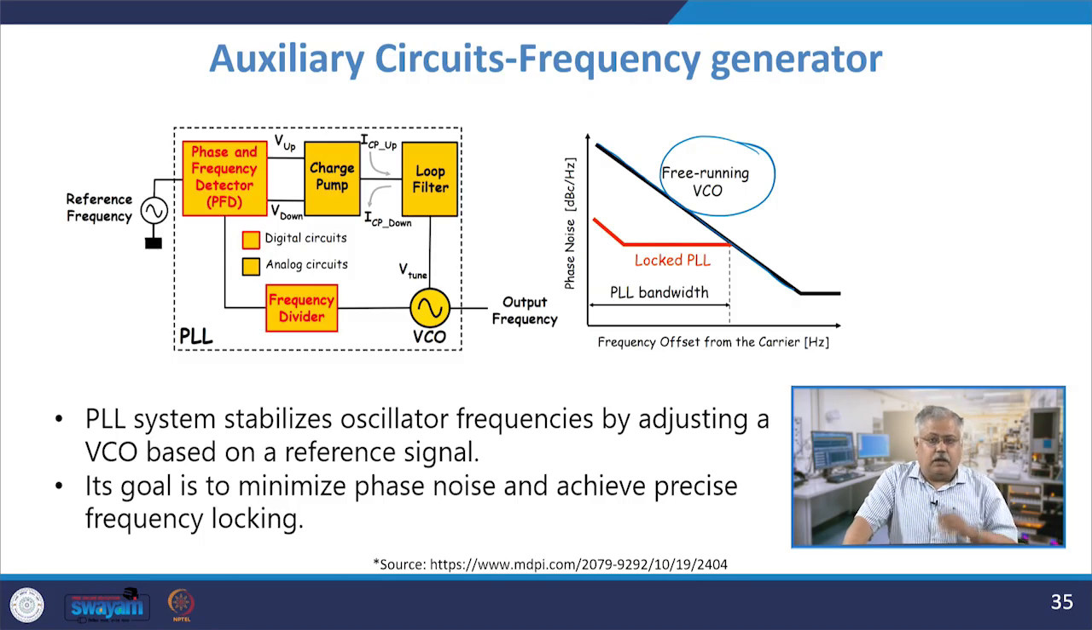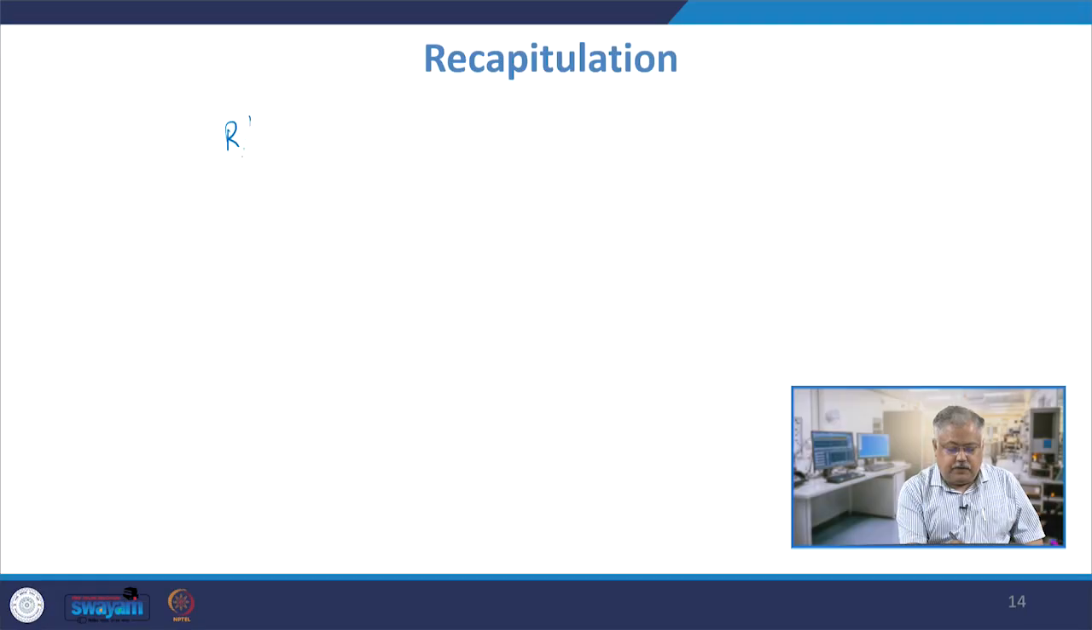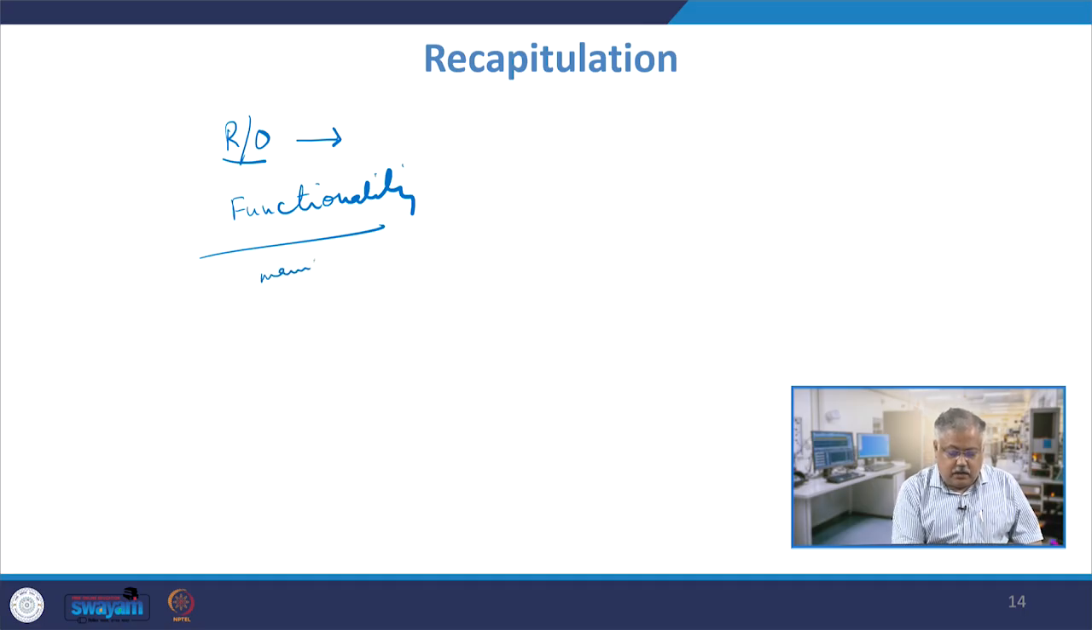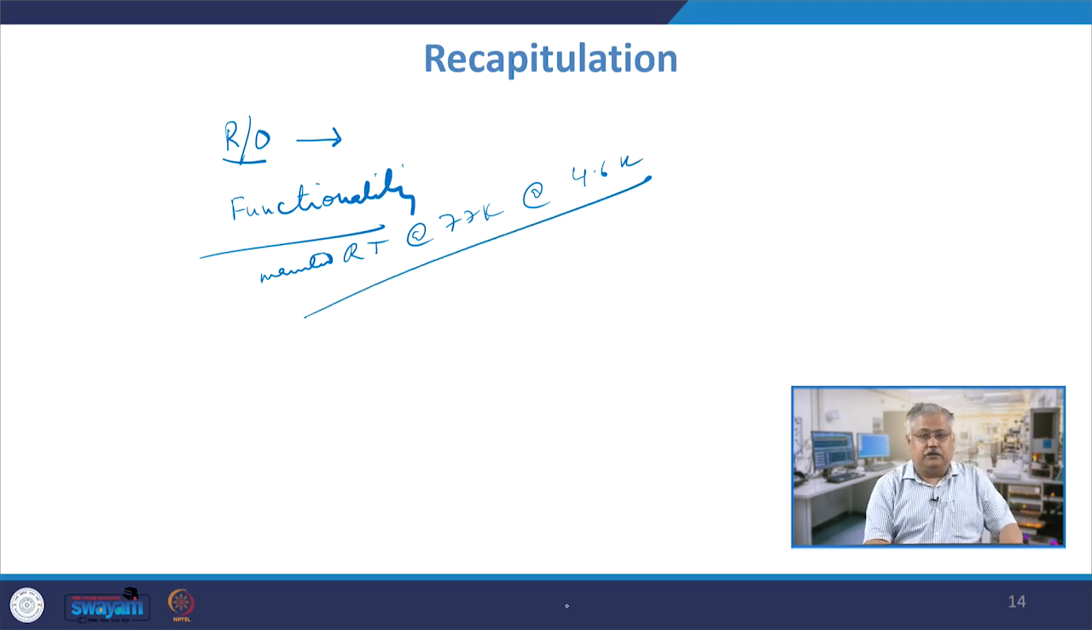So, let me recapitulate what we did till now. We discussed the basic idea of the readout circuitry, we also looked into its various functionalities, and we understood how these circuits can be maintained at room temperature, at 77 K and at 4.6 Kelvin. At least for these courses, basic electronics will suffice, and we try to keep the noise as small as possible, so that the signal to noise ratio is maintained at a very high value even at these noise voltages. Now, let us switch gears and come to the quantum gates.